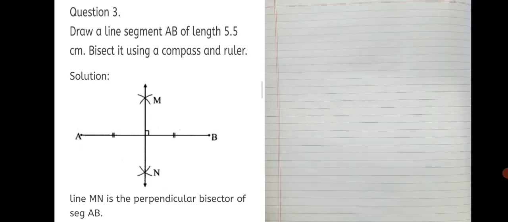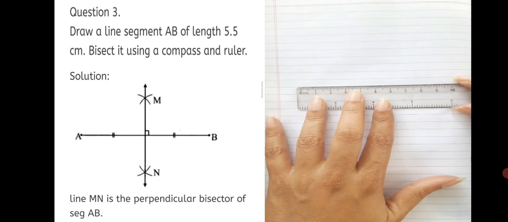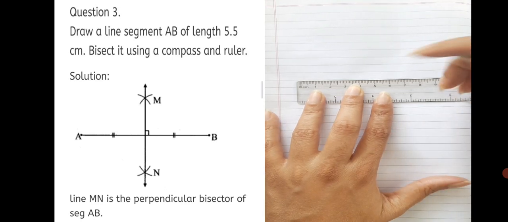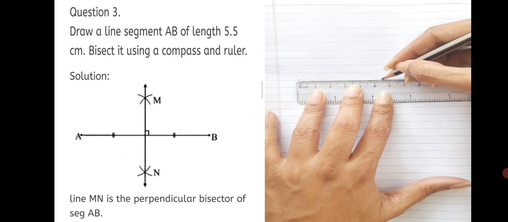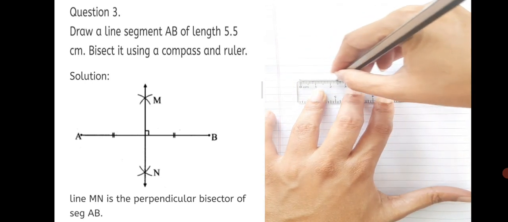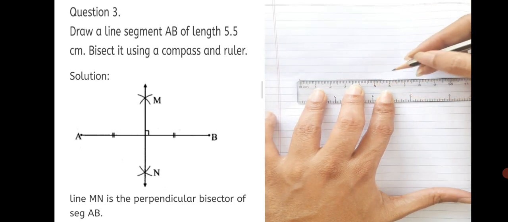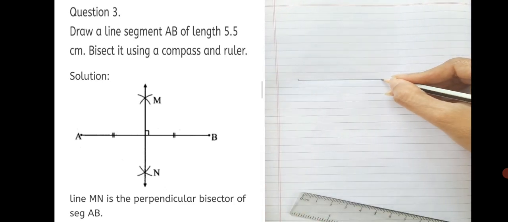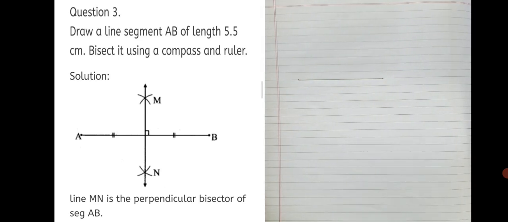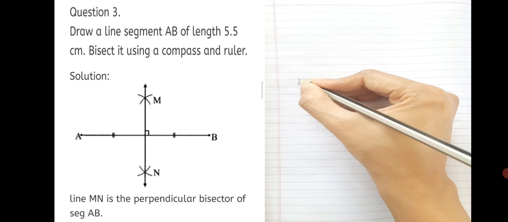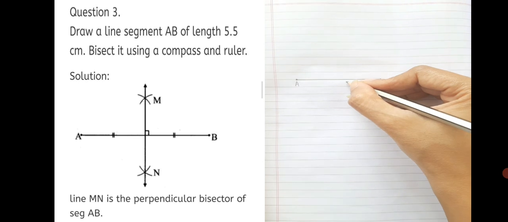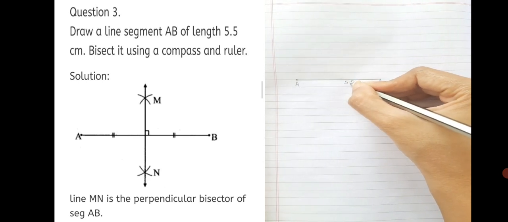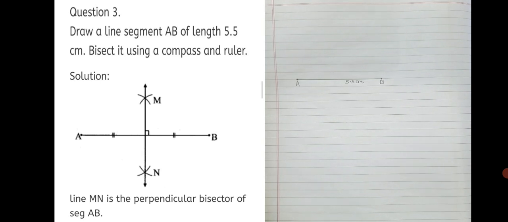So let's start. First, we will draw a line segment exactly 5.5 cm in measurement. So 0 and after 5 points, that makes it 5.5. So we draw first one segment which is 5.5 centimeter in length. Mark the endpoints, name them as A and B. It's given in the question. Draw a line segment AB of length 5.5 centimeter. So we can write below the line segment that it is 5.5 centimeter.